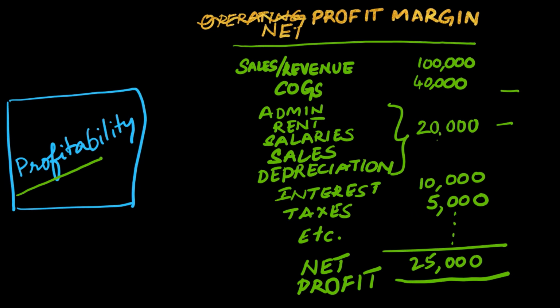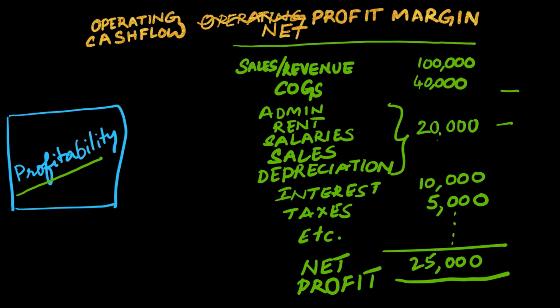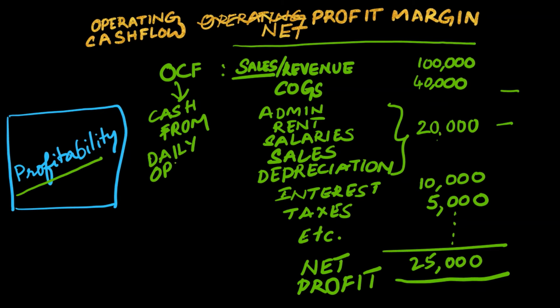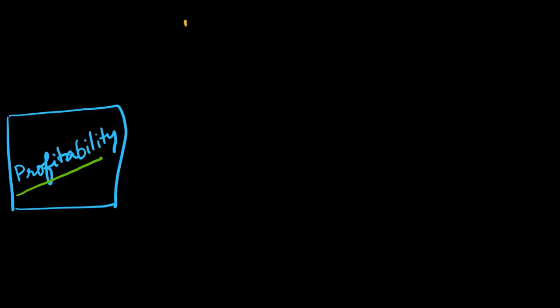Likewise, we can also look at net profit margin, which is a ratio of the net profit to the sales, or operating cash flow margin, which is a ratio of the operating cash flow to the sales. Operating cash flow is the net cash generated by the company's normal day-to-day business operations. We have other ratios like return on assets, return on equity, and return on capital employed.